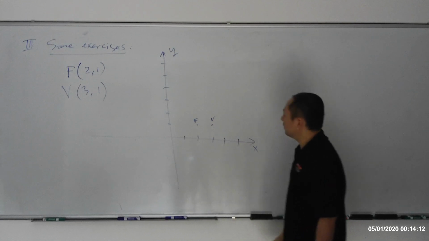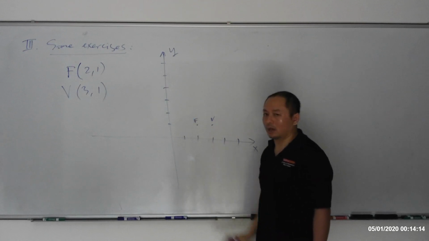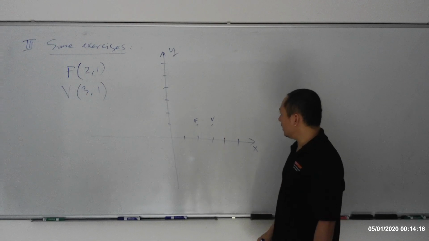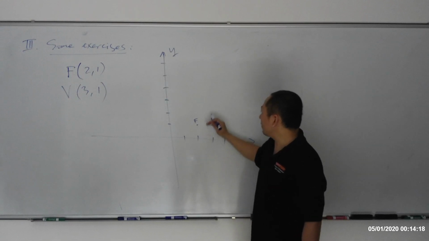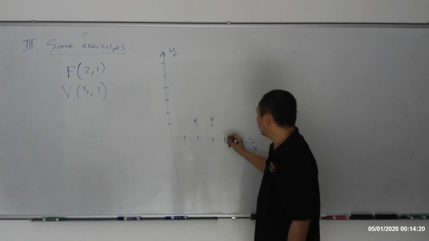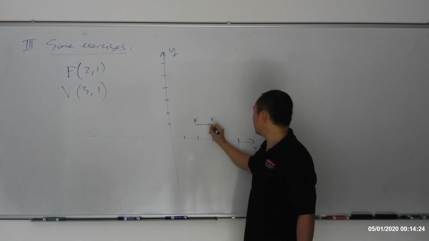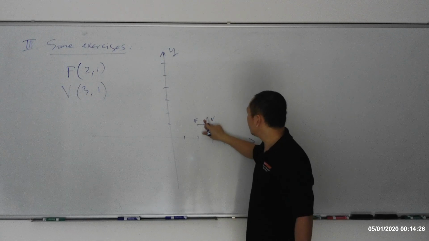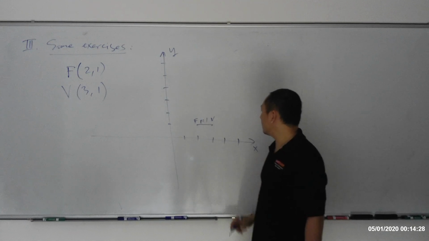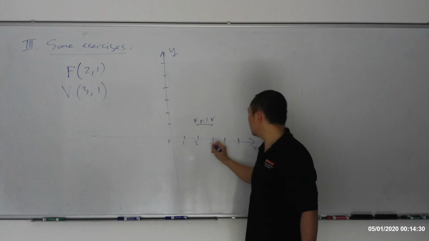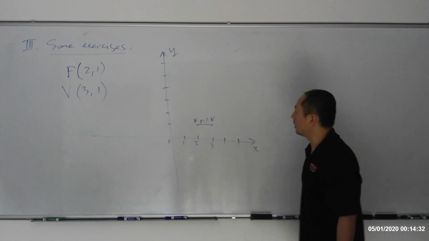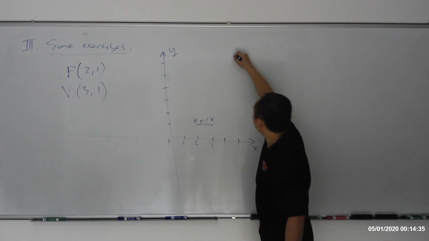With that much information, you got focus on the left, vertex on the right. You know right away that the parabola is going to open to the left, right? And the distance from focus to the vertex is p. So from here to here is p. In this case it equals 1, because 0, 1, 2, 3. 3 minus 2 is 1. Okay, so p is equal to 1.